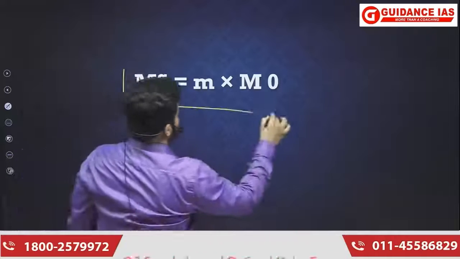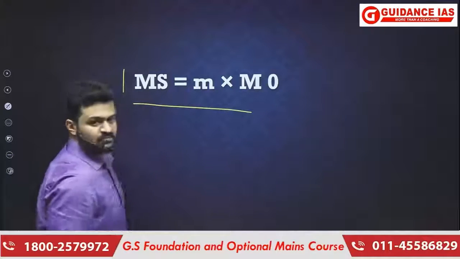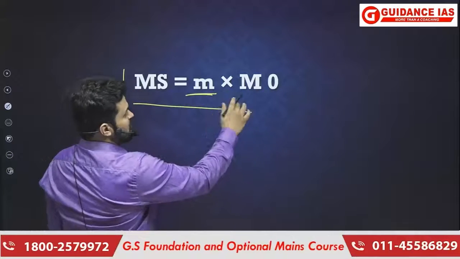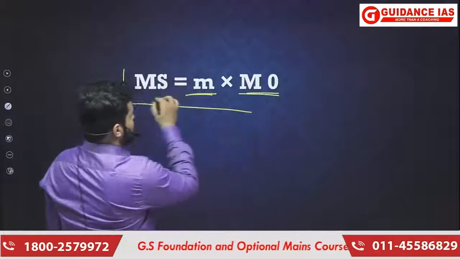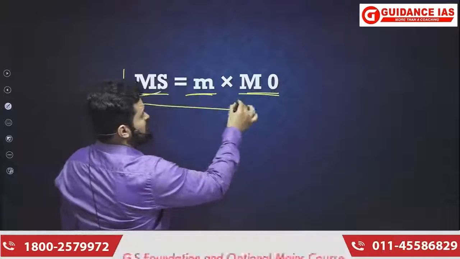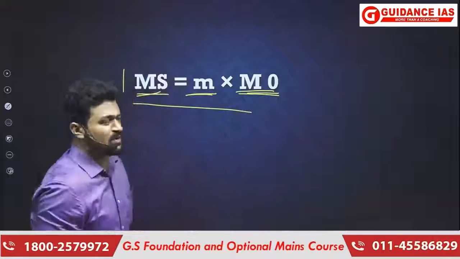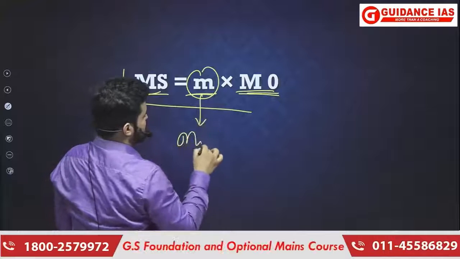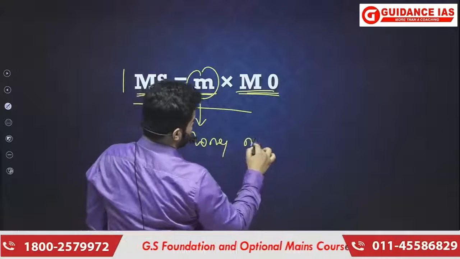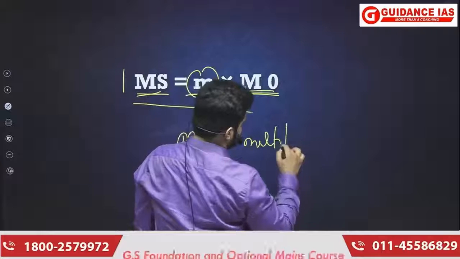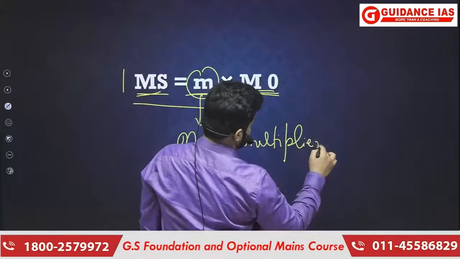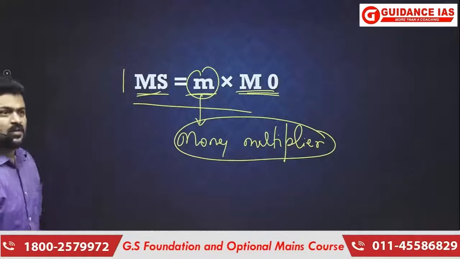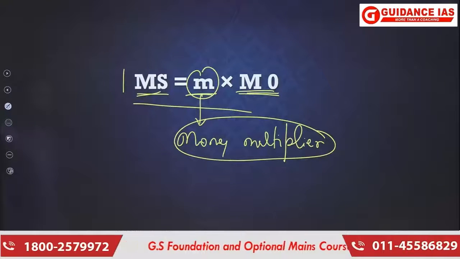So this is the relation: MS equals small m multiplied by M0. That is, money supply equals small m multiplied by M0. You already know MS, that is money supply. You already know M0, that is primary money. What is small m? Small m is the money multiplier.